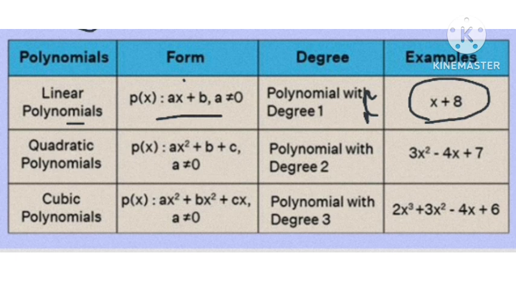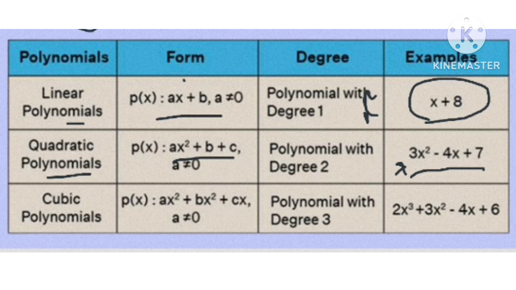Now the second is quadratic polynomials. What is a quadratic polynomial? It is in the form of ax square plus bx plus c, where a is not equal to 0. Here you can see the example 3x square minus 4x plus 7 is known as a quadratic polynomial, and the degree of the polynomial is 2 because the power of x is 2. So the highest power is known as the degree of the polynomial, and the form ax square plus bx plus c is known as a quadratic polynomial.